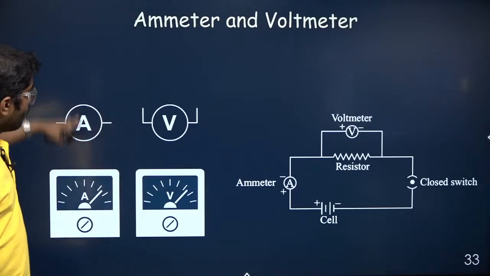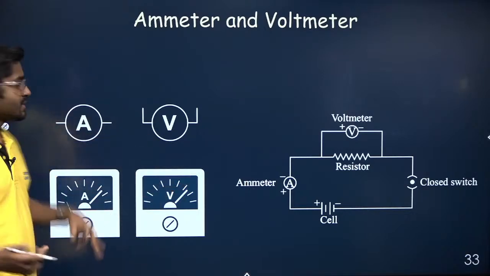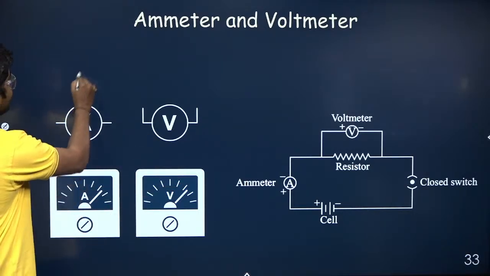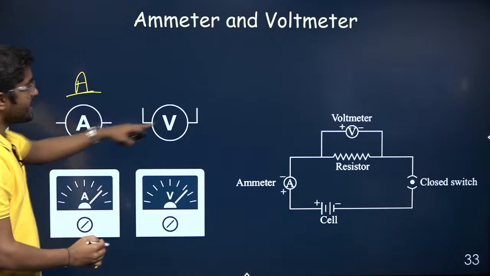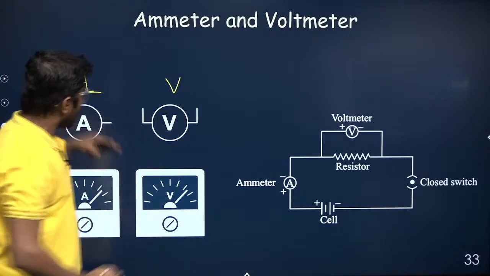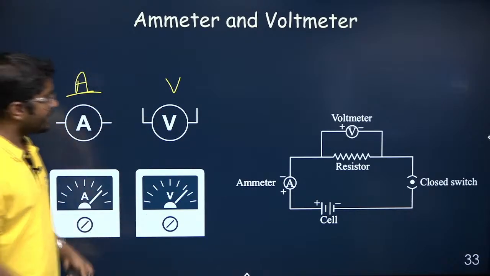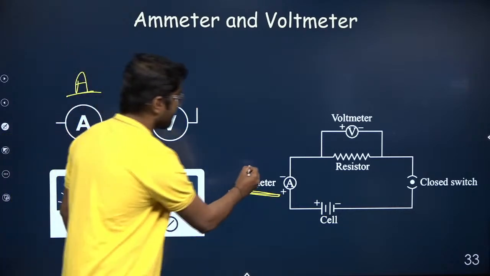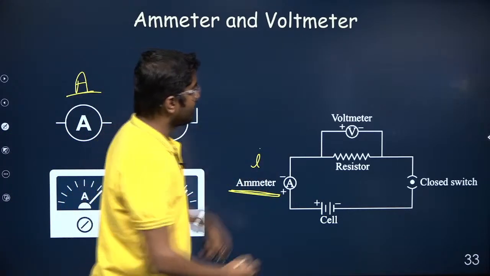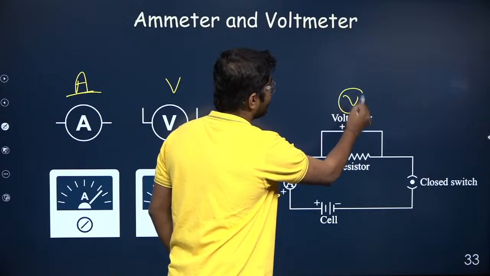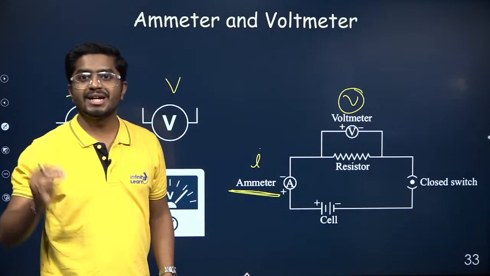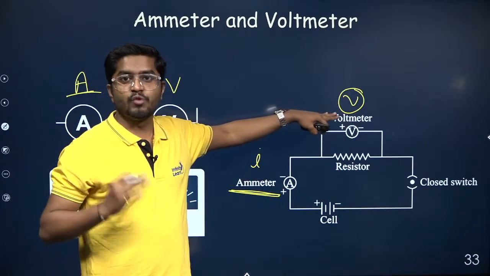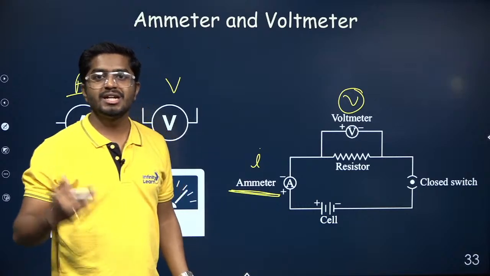And these are two more devices that we use. This one is for the ammeter and this one is the voltmeter. So how do we use the ammeter and voltmeter? The ammeter we use to measure electric current and the voltmeter we use to measure voltage or potential difference. So either you can say voltage or you can say potential difference.